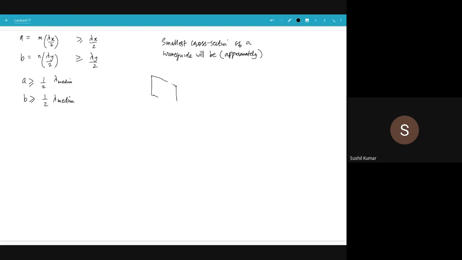you choose a cross section in which the dimension is lambda medium by 2 on this side and lambda medium by 2 on the other. And obviously the other dimension is infinity, it's going infinite length. And lambda medium by 2 is basically lambda over 2 nr, where nr is the refractive index. So this is just something to know, that the smallest waveguide you can make to transmit a wavelength lambda has to be of this cross section.